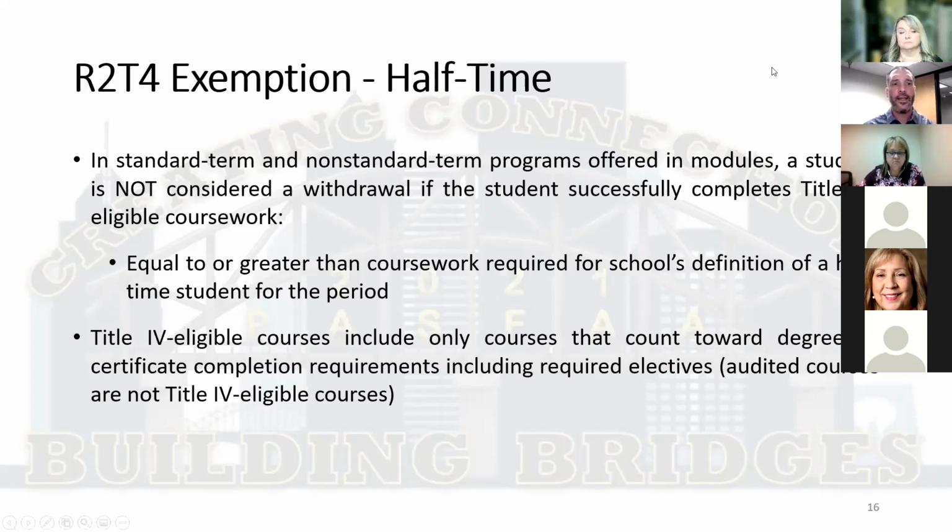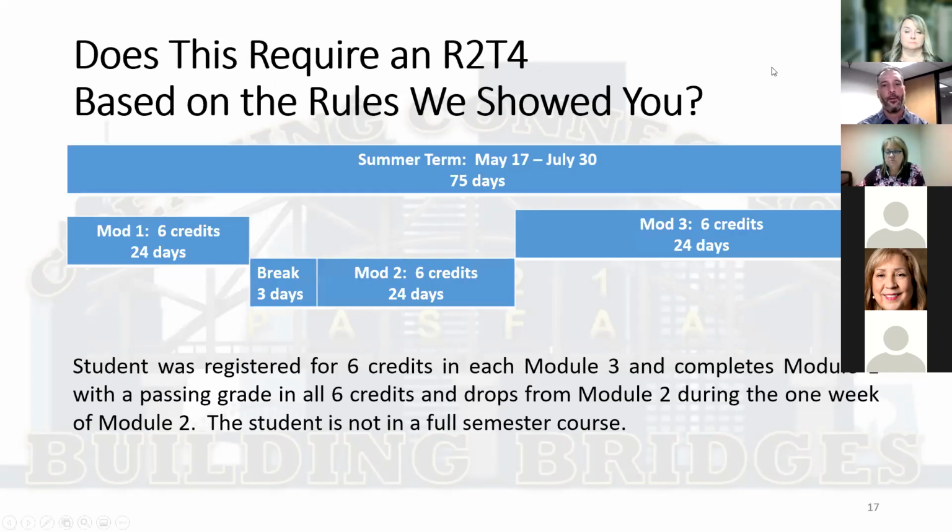So let's get into a quick example. We have our summer term, which goes from May 17th to July 30th. Mod 1 is 6 credits, just 24 days. And that crazy 3-day break happens again. Mod 2 is 24 days. Mod 3, there is no break. It's 6 credits, 24 days.